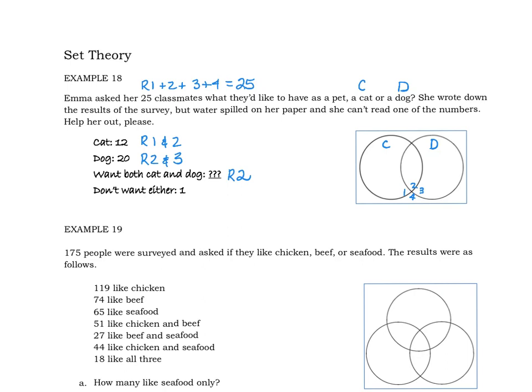Don't want either. Well, that's going to be region 4. And one person said that they don't want either a cat or a dog. So we are ready to put down how many did not want a cat or a dog. So we are left with regions 1, 2, and 3 that we don't know. And isn't that what could be represented by the union of C and D?